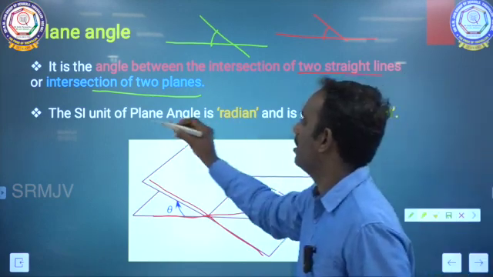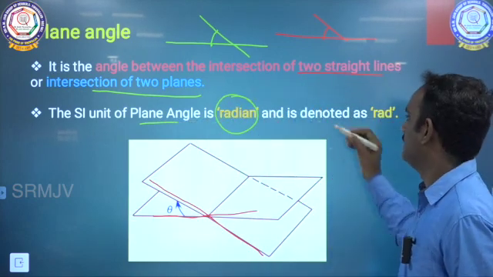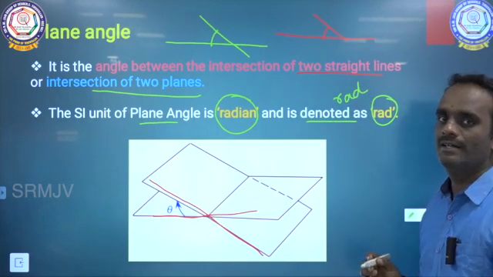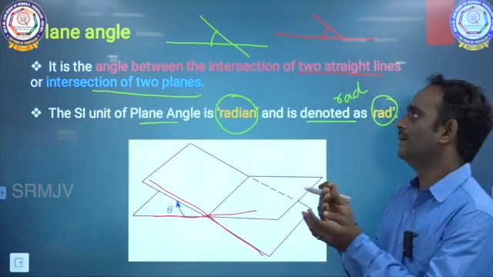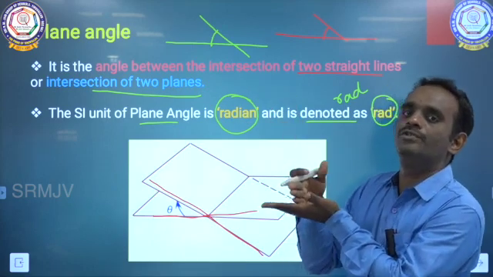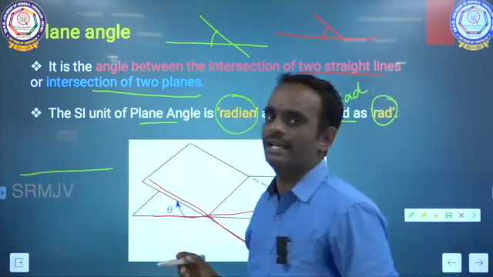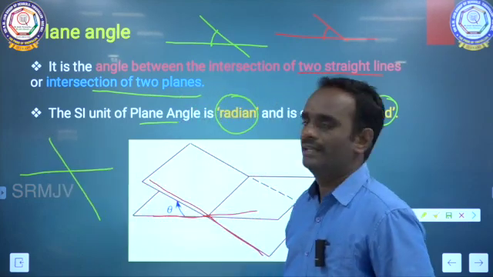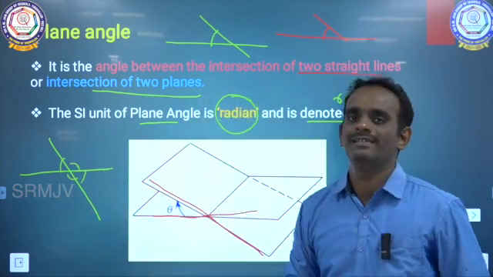The SI unit of plane angle is called radian. It is denoted as rad. Clear? So, plane angle is nothing but, very important question, listen very carefully. The plane angle is nothing but the angle between the intersection of two straight lines. So, one line is there, this is a straight line, it goes from here to here, another one is another straight line. The angle between these two straight lines, that is called plane angle. Clear children?